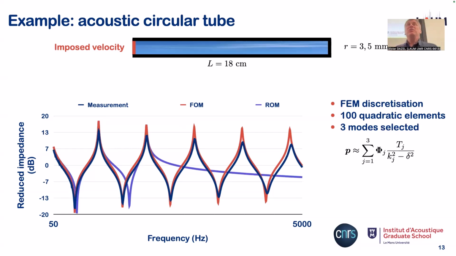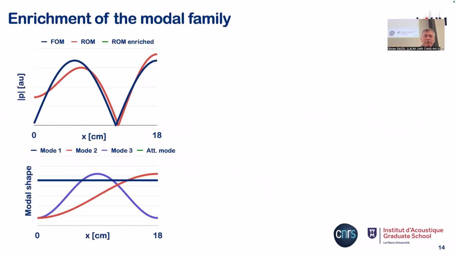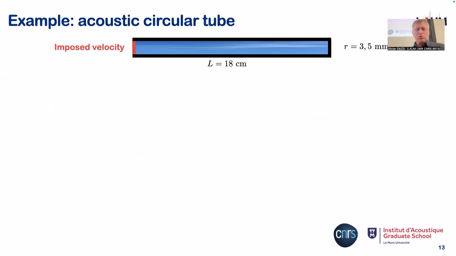Why is that? Because we neglect in the sum a huge number of modes. So if we go a bit into the details, you can see here the shape at the anti-resonance. So this is the second anti-resonance.